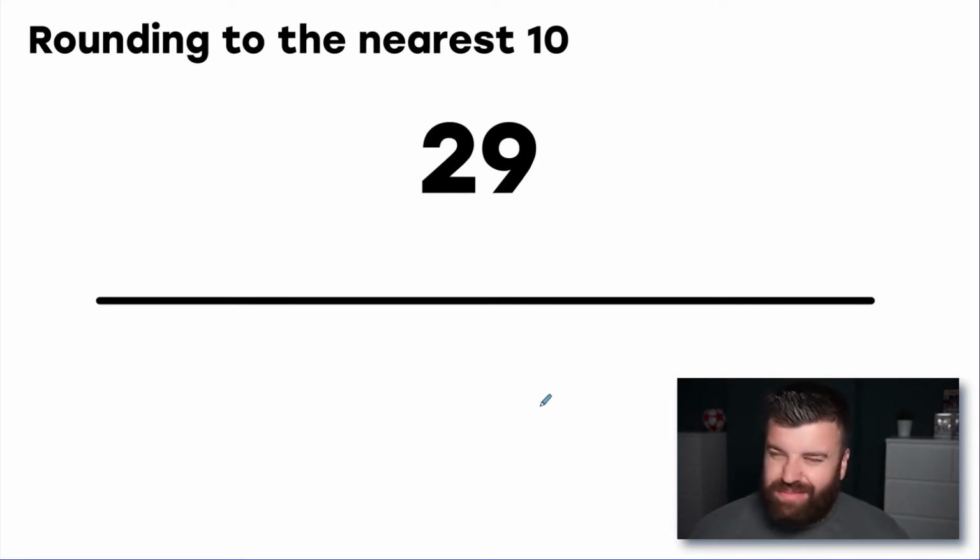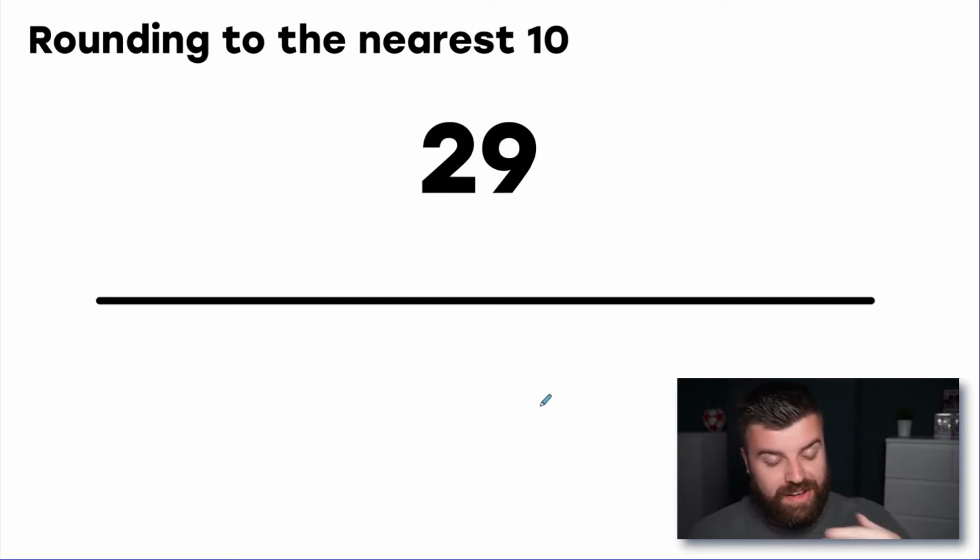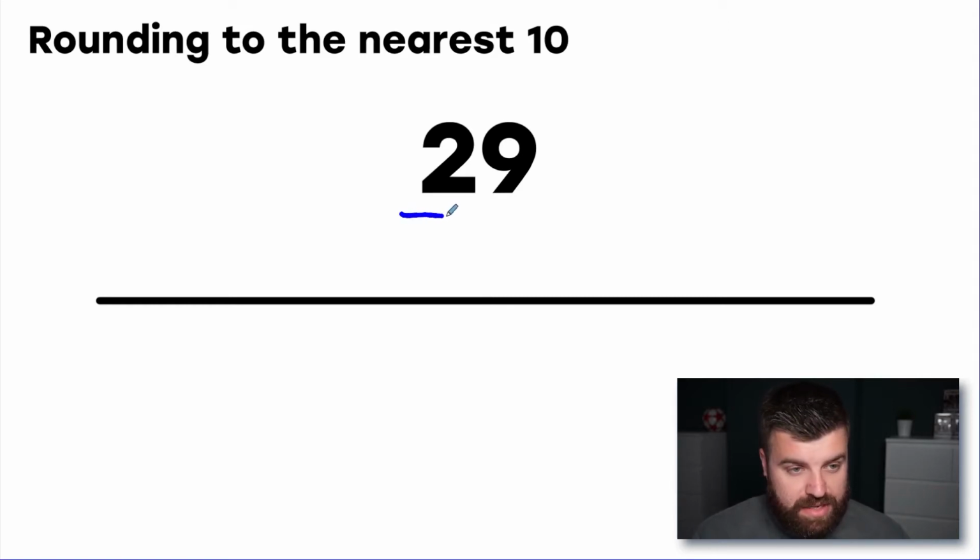You might already be thinking, well, I can just tell. I know which 10 this is closest to. And the reason we've got a line here is because it's always good to think of the multiple of 10 that comes before 29, and the multiple of 10 that comes after 29. Now, again, you might be able to spot this one. We're going to do the same technique as before. We're going to underline our number until we get to the digit in the column we're rounding to, in this case, tens. And this is where it slightly changes.